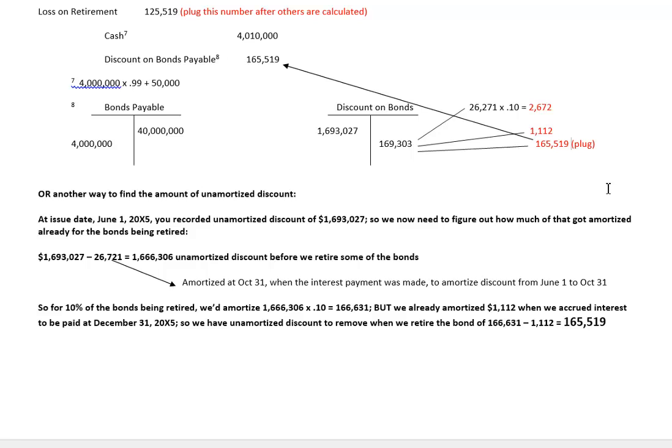So if you prefer this method, that's great. You won't get a different answer, but it's just using a little bit of math as opposed to T accounts. So this concludes our alternate way of getting the unamortized discount, which needs to be fully amortized at the retirement date of the bonds.